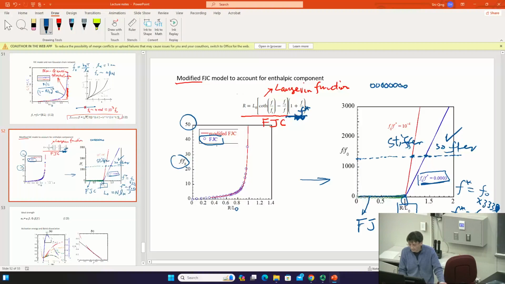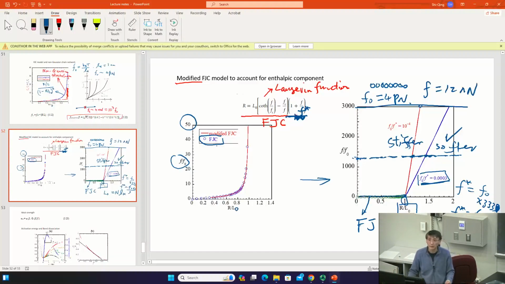And when I say this line, it's because the force at this point will be very high, and you will break the chain, and you will never achieve 3,000 of F0. 3,000 of F0, if you take F0 as 4 piconewton, which is this line, of course, will be 12 nanonewton, which is too high. Your carbon-carbon bond breaks before that stress level, force level.